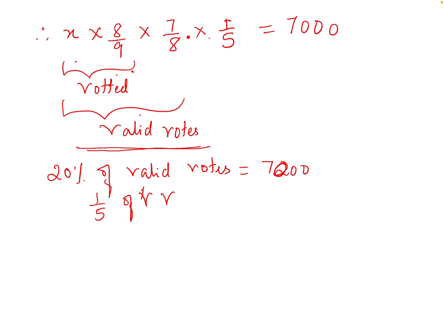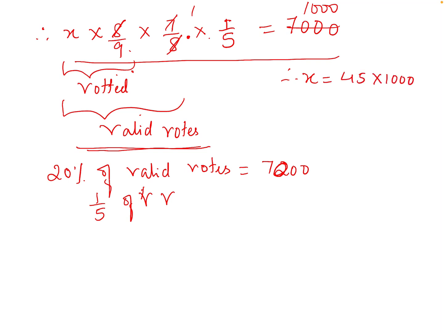Okay. So in one line we formed the question. Solve this. 8 cancels. 7 1s are 7,000. So 9 5s are 45. Therefore, x is equal to 45 into 1000, which is equal to 45,000. Okay. So in just one line we formed the full question. So the total voters were 45,000. Okay. This completes the election based problems.